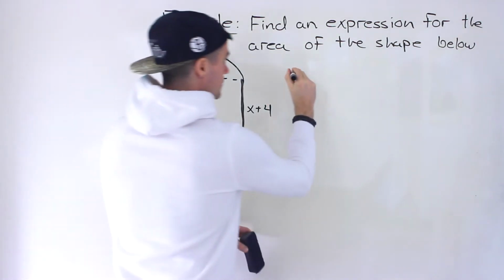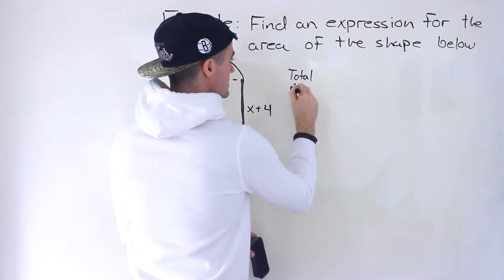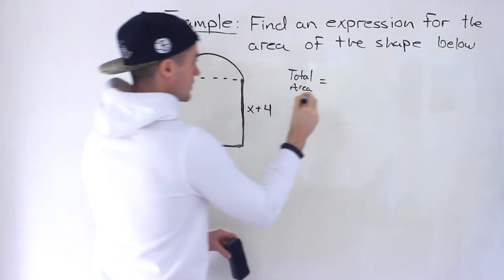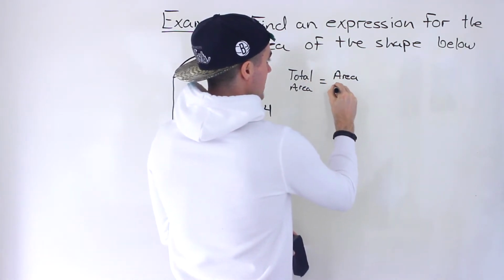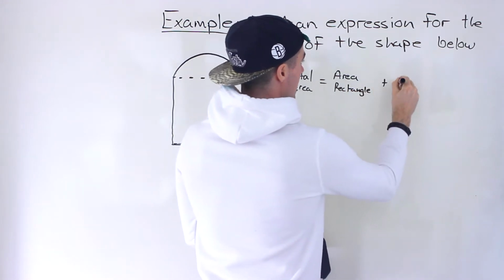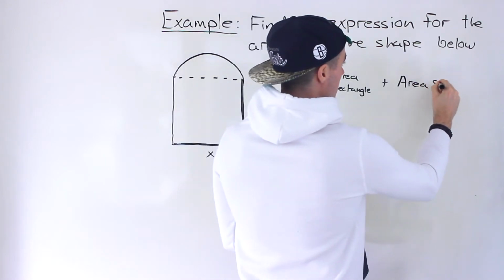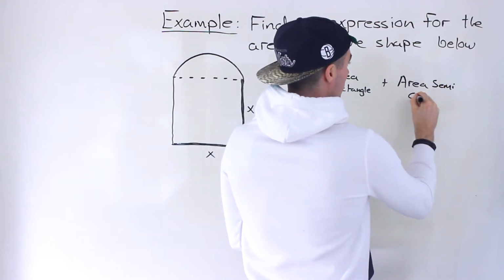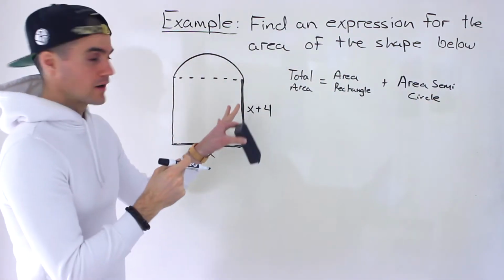And so for the total area, what we can say, it's going to be the area of the rectangle plus the area of the semicircle. Right, that's going to be the total area.